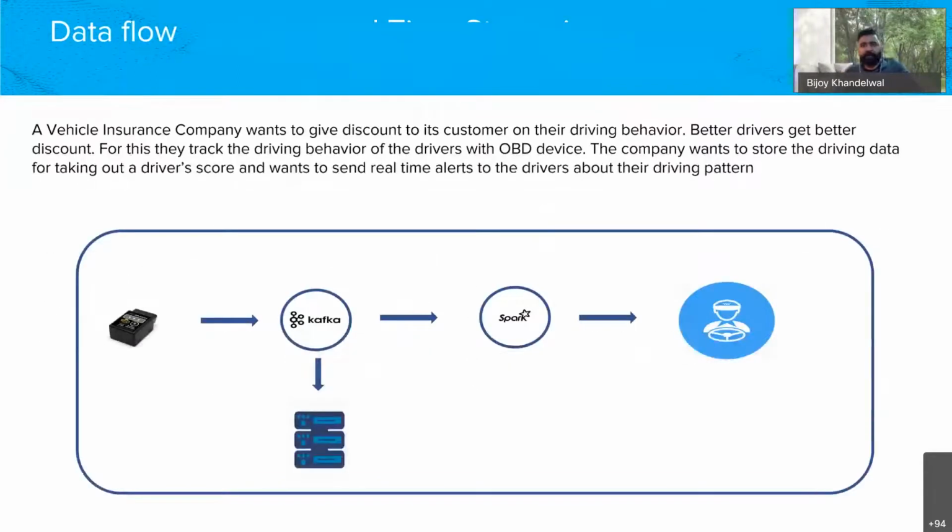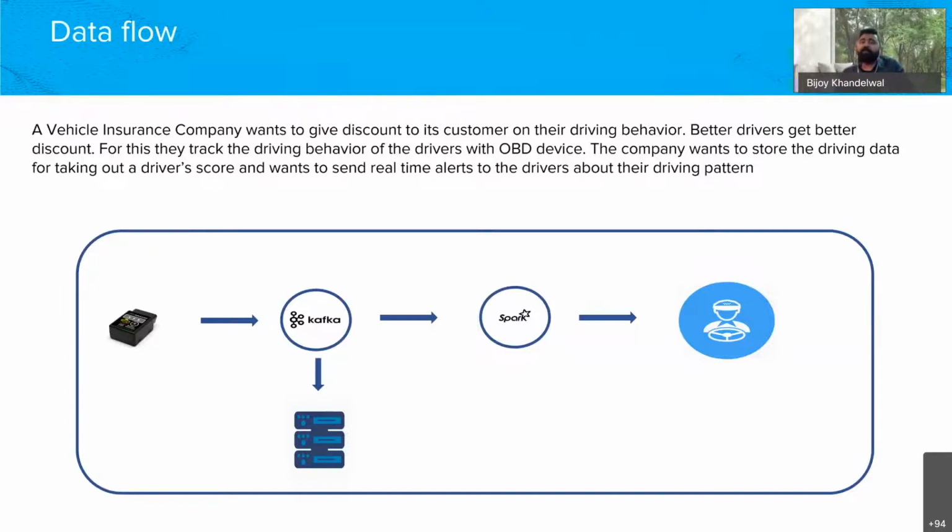So, for example, a vehicle insurance company wants to give a discount to its customers based on their driving behavior. A better driver gets a better discount. For this, they track the driving behavior of the drivers with an OBD device. These are devices which normally we can plug into the car and it gives real-time info about how you drive and what the condition of the car is. The company wants to store the driving data in the storage part for working out a driver's score on the basis of which they'll give a discount.